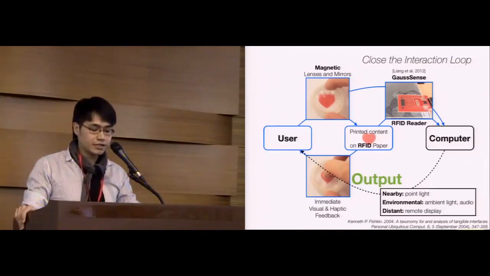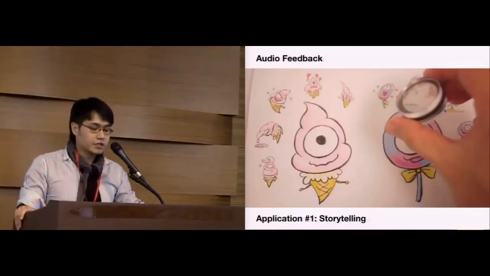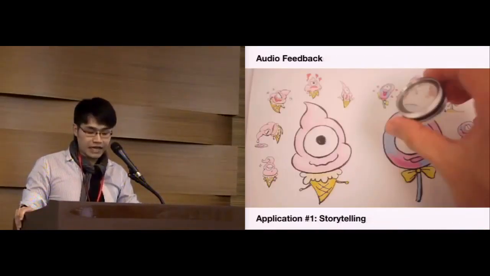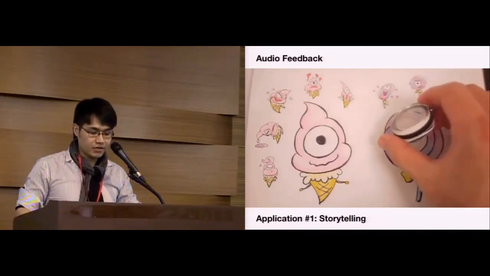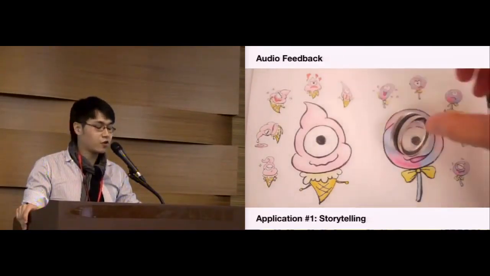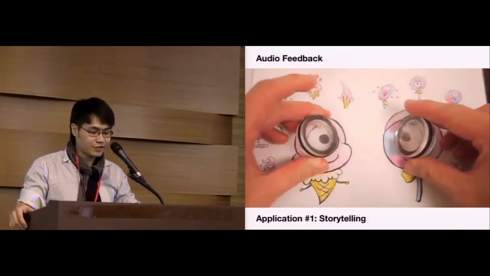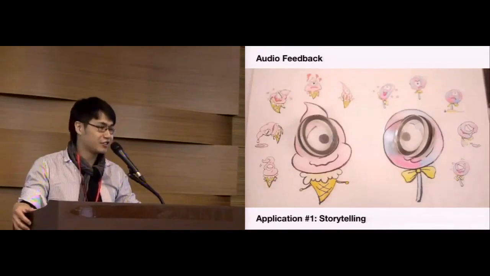After sensing the operation, the system can provide additional output in different levels of embodiment, and we show 3 examples to illustrate them. First, output with only audio feedback. In storytelling, the user rolls the character's eyes, and the character vocally tells the user what he sees. And when the 2 characters look at each other, they chat.